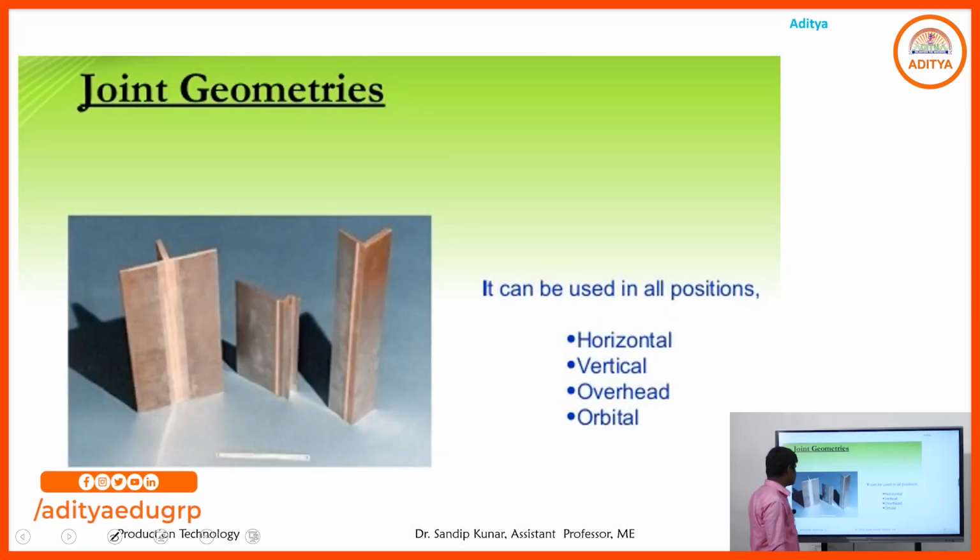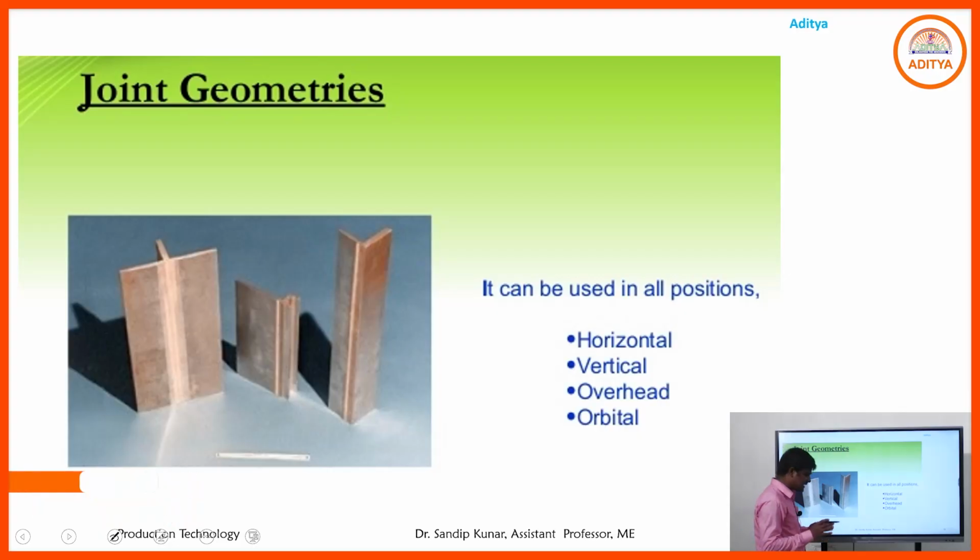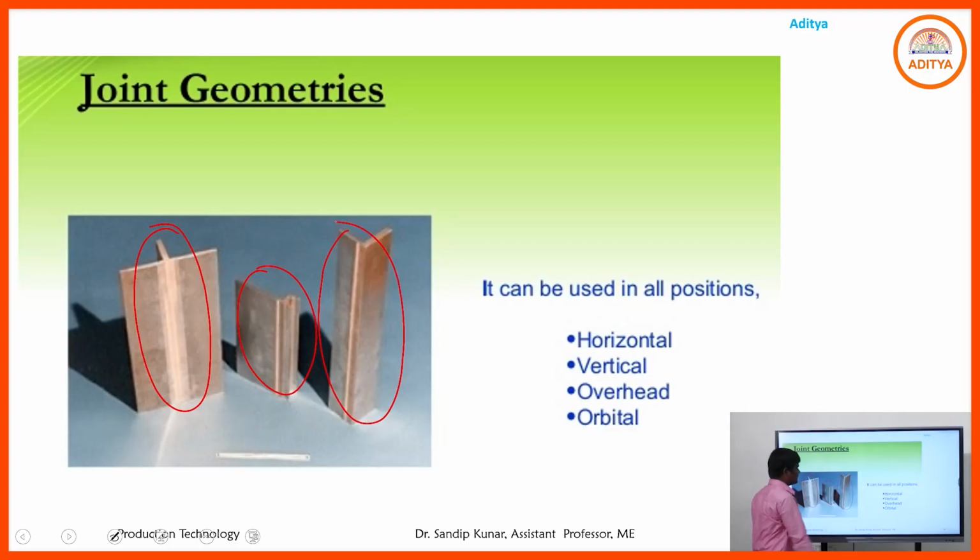Now, as examples of joint geometry, the joint may be made horizontally, vertically, in an overhead position, or orbitally, meaning in curved shape positions also. Those are some particular joints done by friction stir welding, with very good welding quality. Here are some joint structures that have been made by friction stir welding.